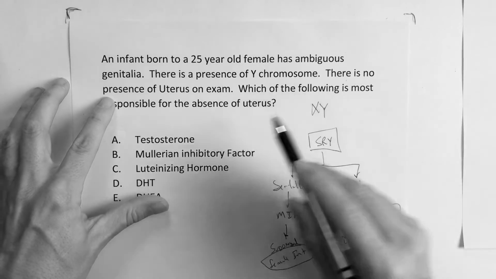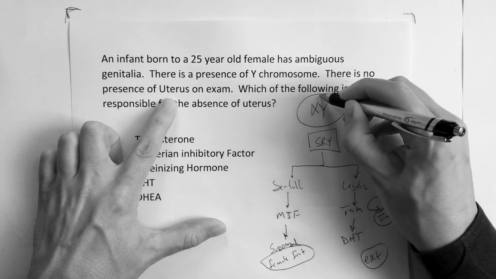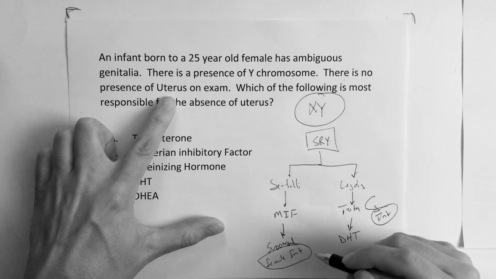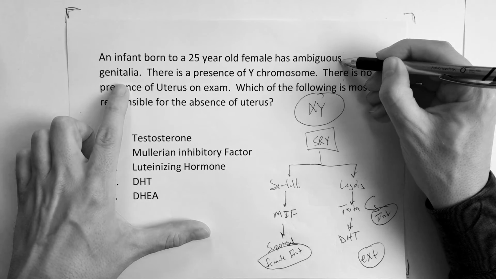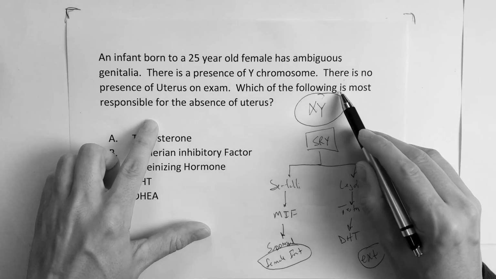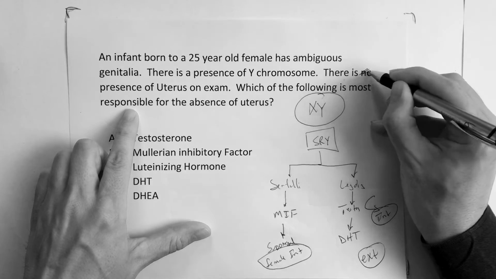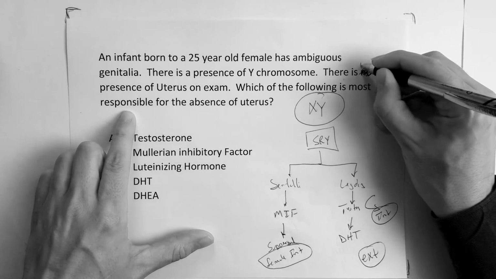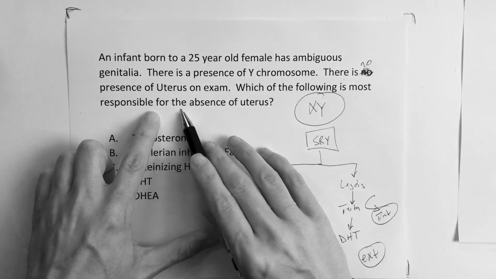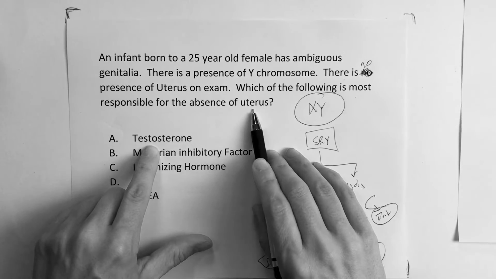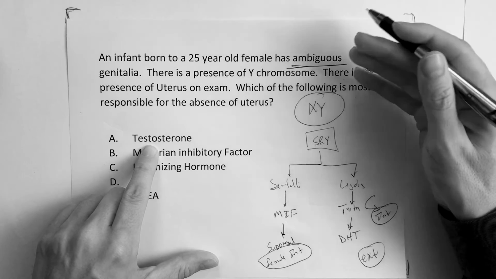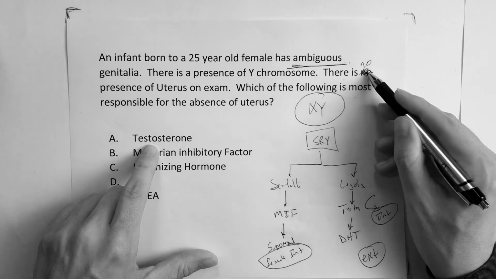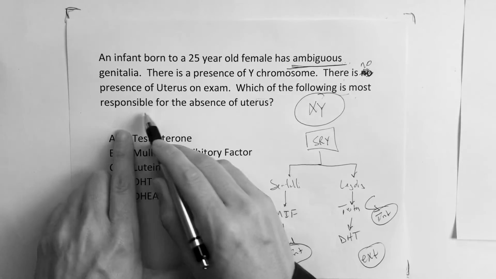So there is no presence of uterus on exam. So I got a male, and there is no presence of uterus on exam, but they have ambiguous genitalia. Which of the following is most responsible for the absence? Okay, so it was written right. Which of the following is responsible for the absence of uterus? So a lot of smoke and mirrors here, right? They put this ambiguous. I even got confused for a second. It's ambiguous, but the real question here is, which of the following is most responsible for the absence of uterus?